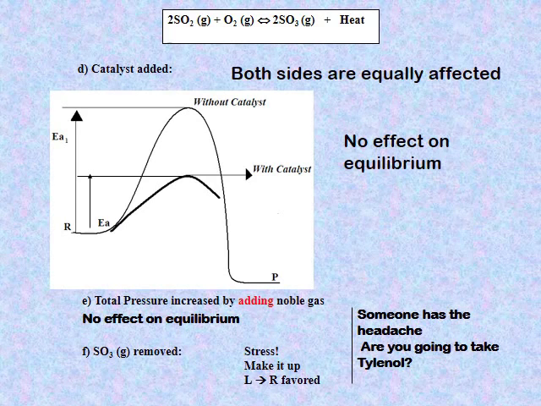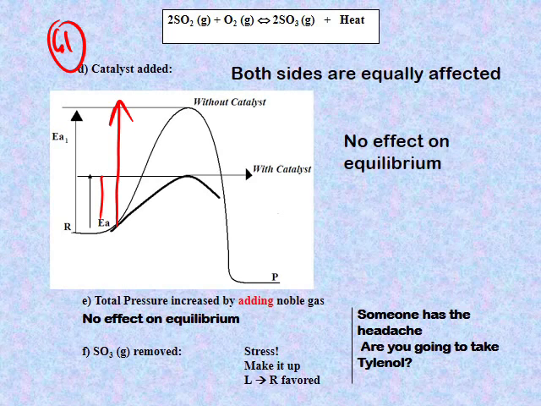This is the problem number 61D. So question is, what would happen when catalyst is added? Now, I mentioned before that when catalyst is added, it basically changes activation energy or energy barrier. So if the original barrier was like this, the final barrier would be smaller, so that reaction can happen faster.